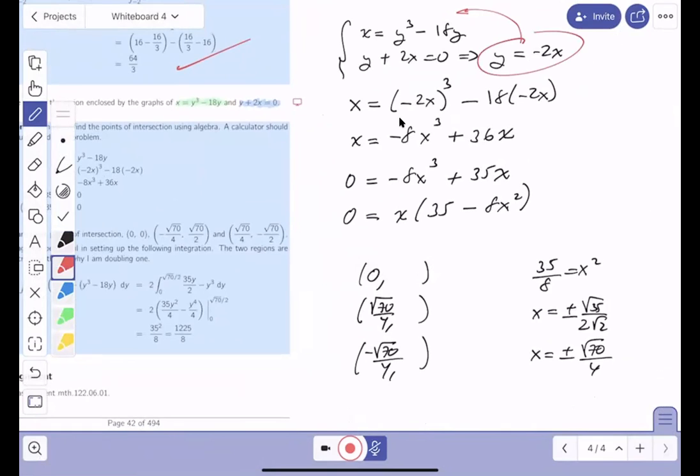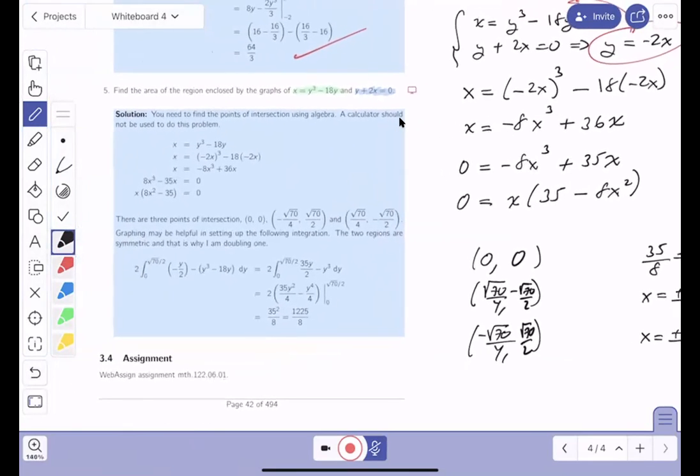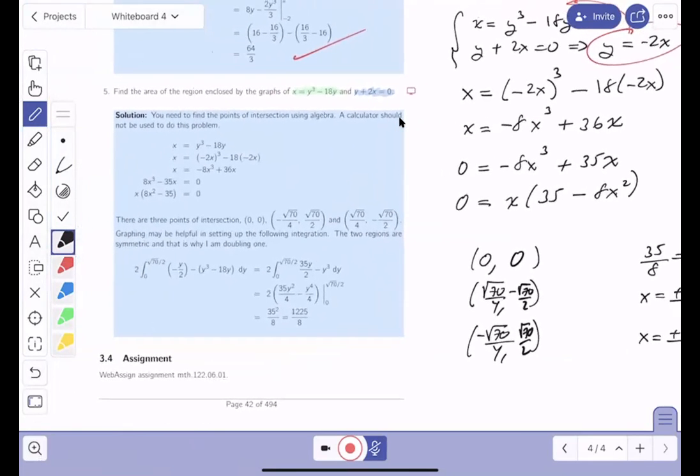And what's y going to be? Minus 2 times that number. So let's write down one step at a time. 0, minus root 70 over 2 and root 70 over 2. All right. So then, you might say, I don't even remember what they want me to do with the problem. Well, I'll read it to you. It says, find the area of the region enclosed by the graphs.